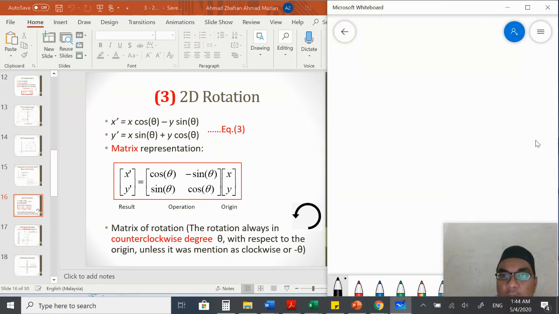For example here, you have the x and y axes. So basically, this is the rotational direction. It's 360 degrees. The basic rotational is always counterclockwise, with respect to the origin, unless it is mentioned by the minus.